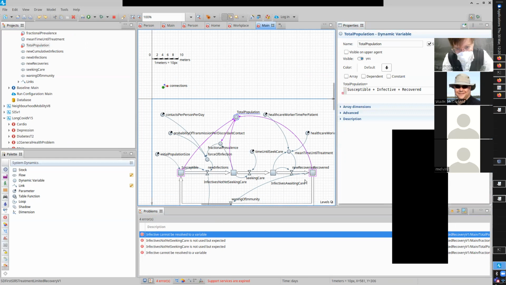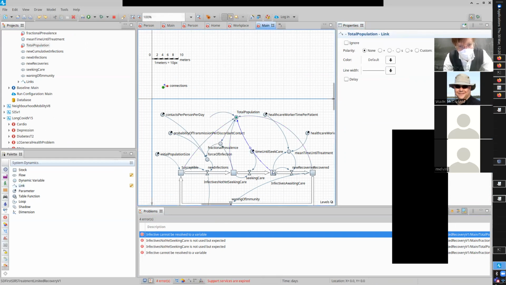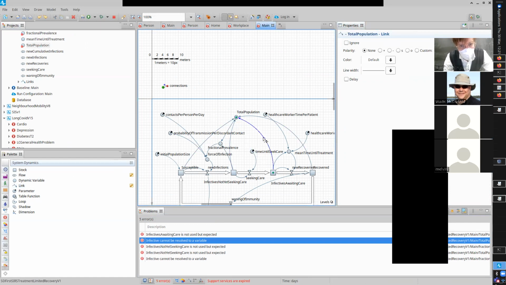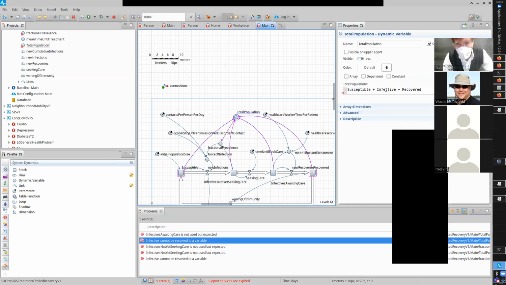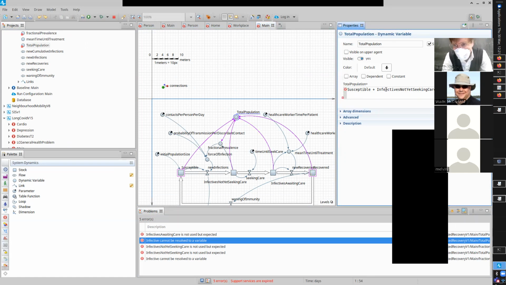So the total population needs to now sum up. What do we have to add to the total population now? Anyone? Yeah. So the total population now is no longer just infective. It's infectives not yet seeking care plus infectives awaiting care, right? Awaiting care. Okay.